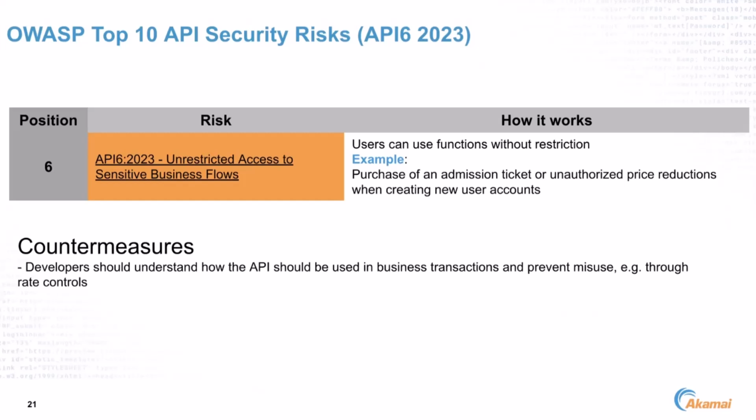API 6 is unrestricted access to sensitive business flows. This is another technique attackers leverage when scaling up a vulnerability they successfully exploited on a small scale. A few examples can be purchasing concert tickets with unauthorized discounts, or creating a large number of new user accounts to enjoy a sign-up bonus multiple times.